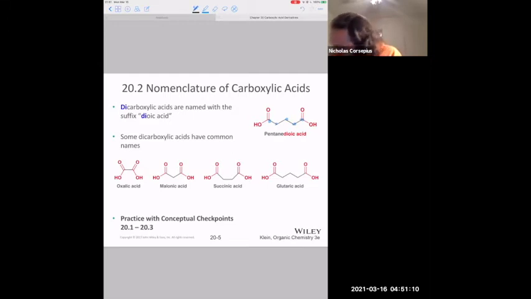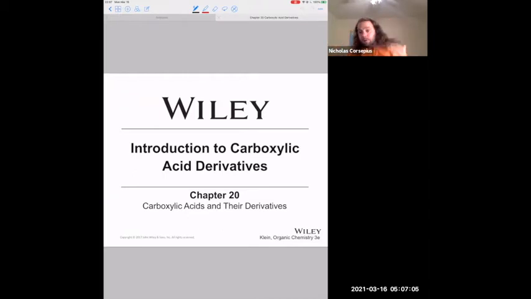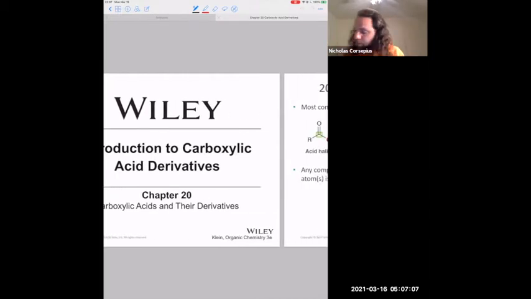The real reason they do this is so that you don't have 2 consonants sticking next to each other. So you just stick that E on there as well. So this is pentanedioic acid. And again, notice that we don't have to specify locations because we know they're just going to be on either end of this parent chain. All right, so now let's introduce the carboxylic acid derivatives. They're going to be a big portion of this particular chapter.